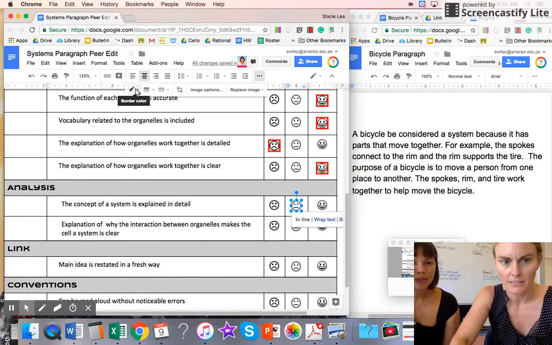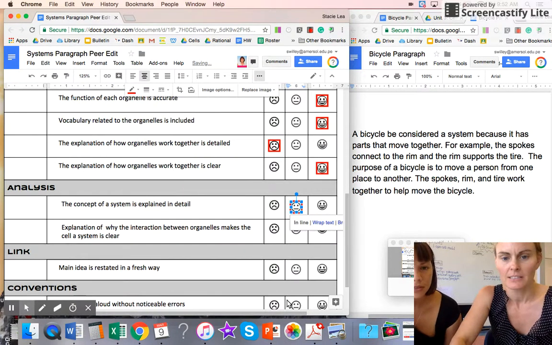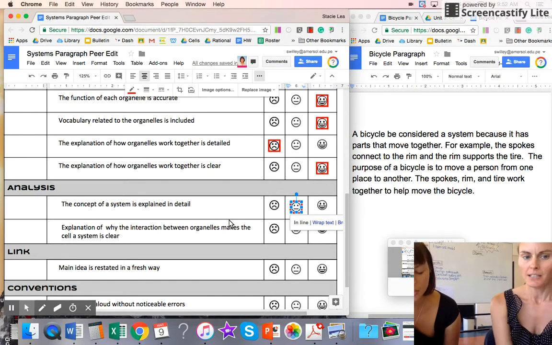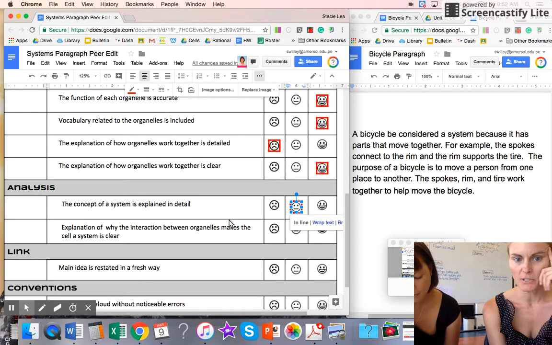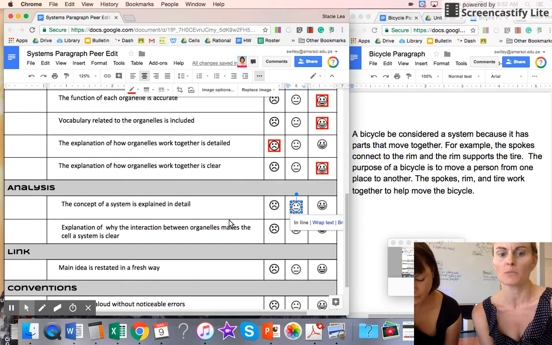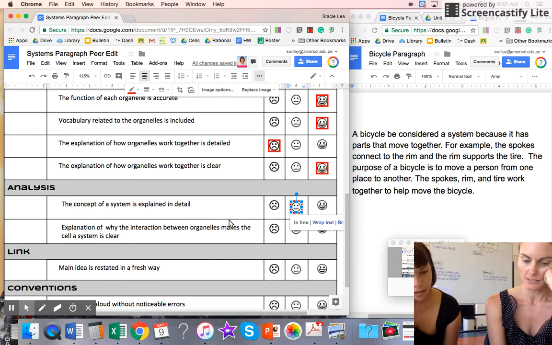Yeah, luckily for you guys, you'll just have to circle it or use a highlighter or something. It'd be much easier. Explain how the interactions between organelles make the cell a system. Sorry, let's try that again. Explanation of the interaction between organelles that makes the cell a system is clear. Okay.